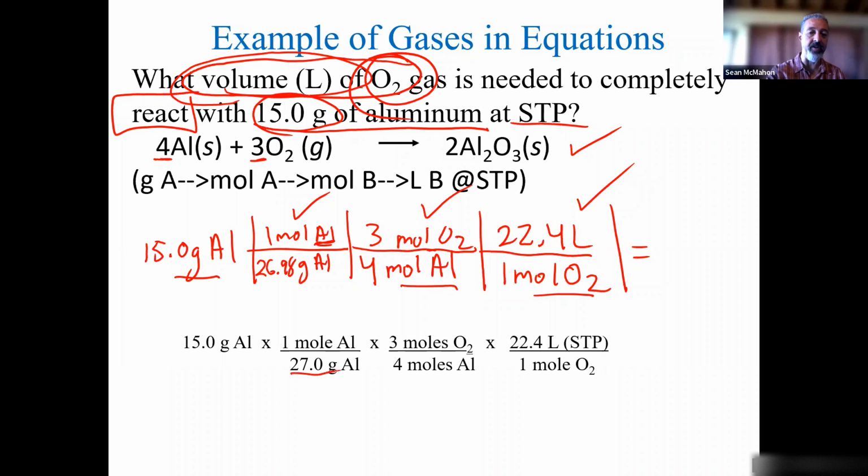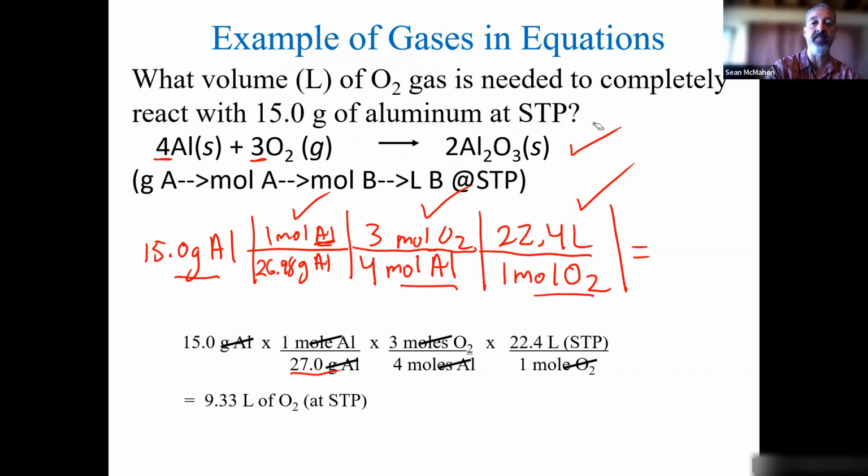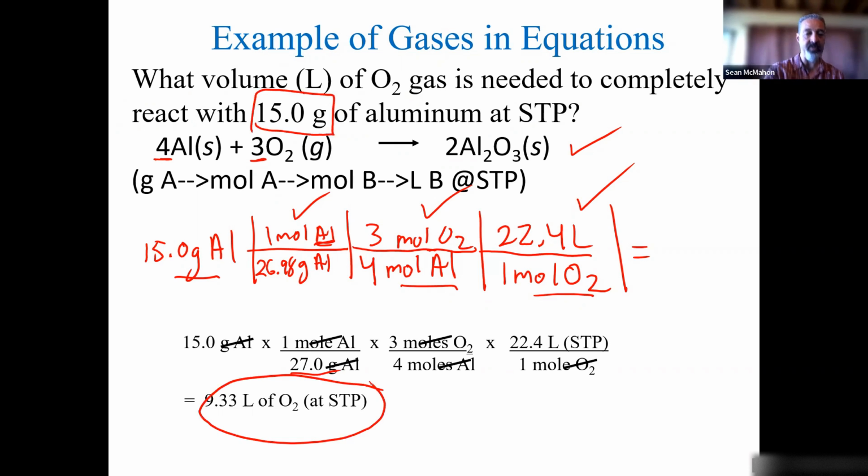I guess I rounded up here. It's 26.98. Units cancel. I get 9.33 liters of oxygen gas at STP are required to react with 15 grams of aluminum. That's how many liters of O2 I would need in this balanced equation right here for aluminum reacting with oxygen to give me aluminum oxide. And this is good review because we're balancing equations.